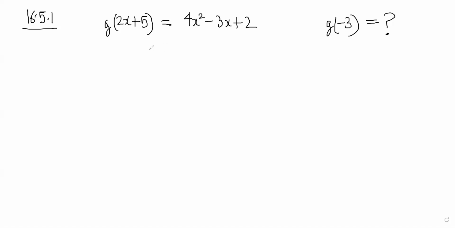Did you try this before? Yeah, I did, but I think I might have made a mistake in my work now that I'm looking at it.